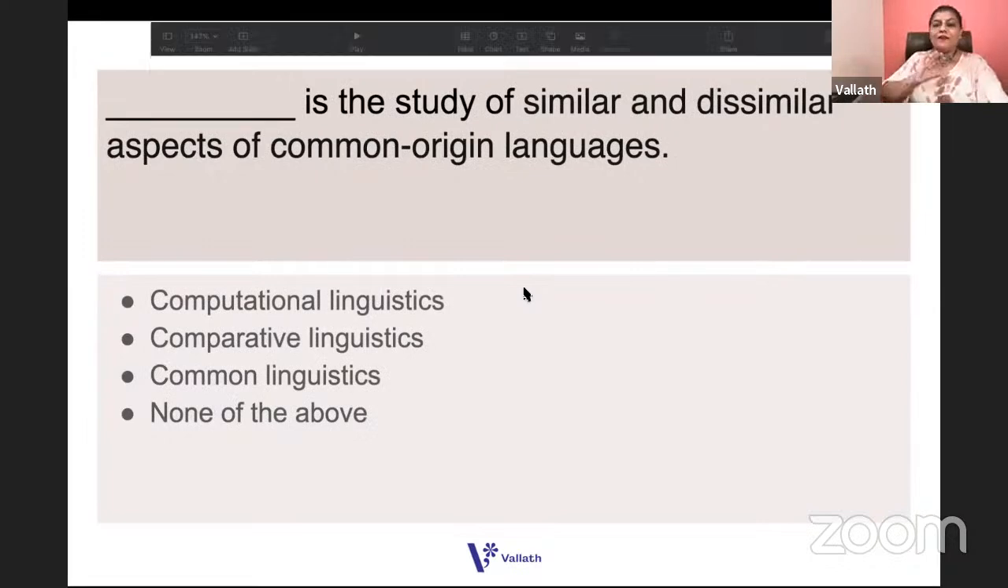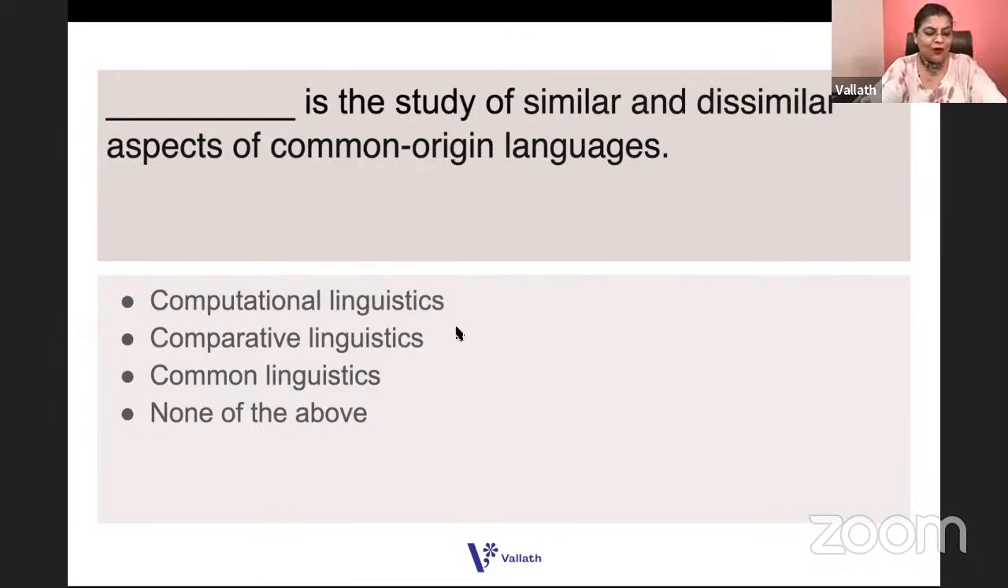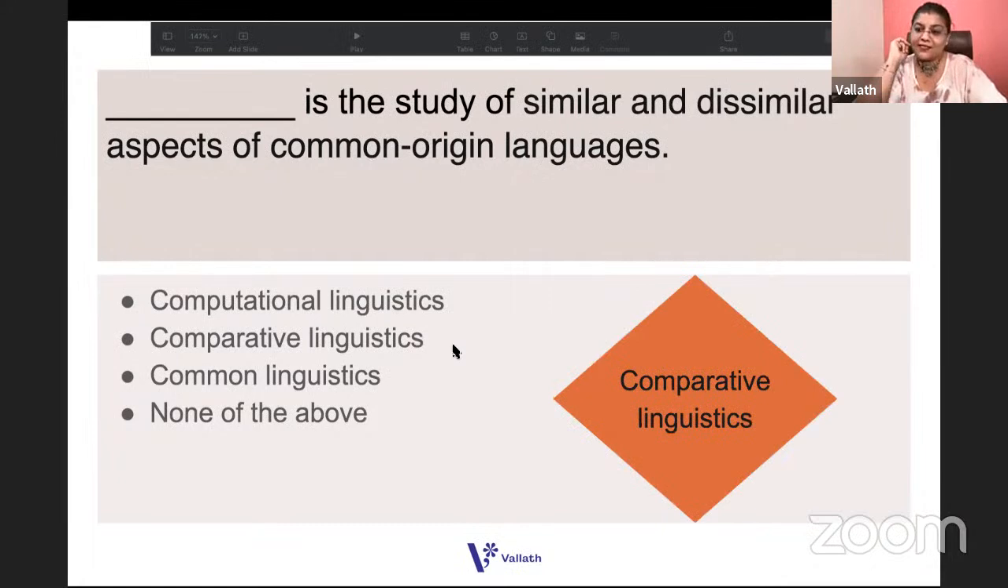Dash is the study of similar and dissimilar aspects of common origin languages. Study of similar and dissimilar aspects. That means you are comparing two languages. Is it computational linguistics, comparative linguistics, or common linguistics? Of course, it is comparative linguistics. Comparing languages, isn't it? Very good.